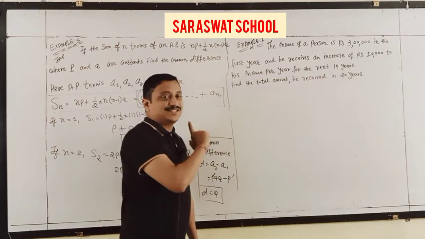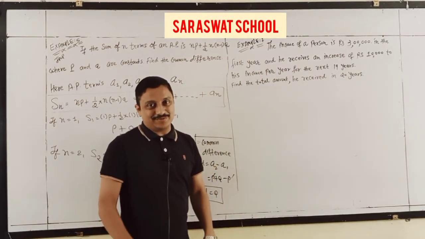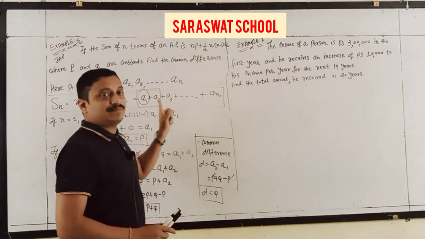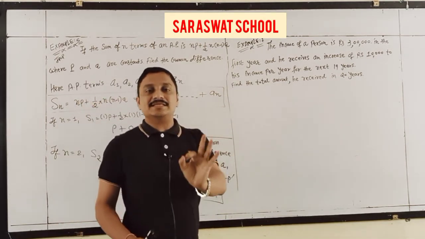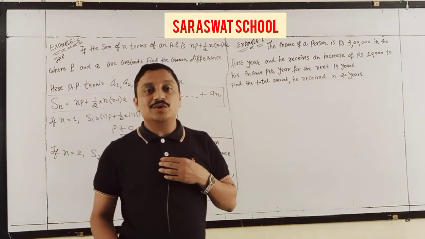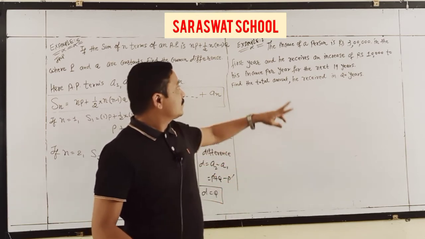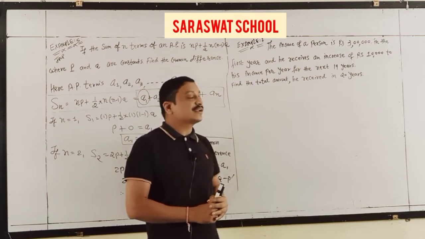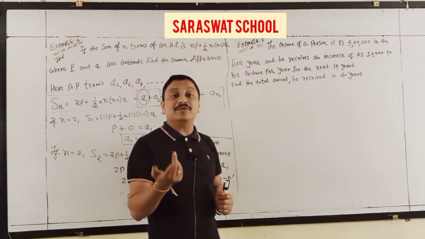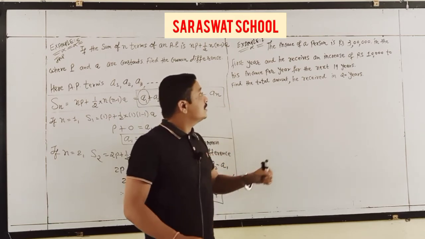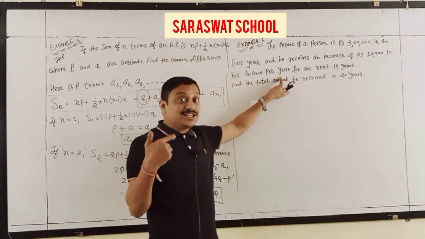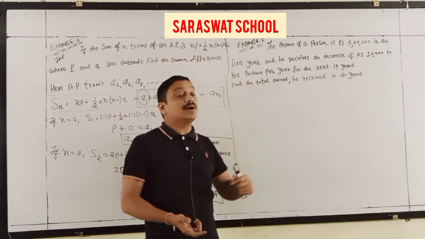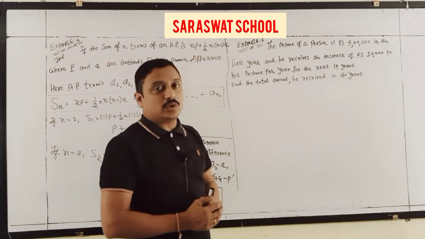Now continue, students. After that we are going to the 7th one. Students, I again repeat to you, after 5th we go to 7th; 6 is cancelled according to our syllabus, so I will not explain that. Question 7: The income of a person is rupees 3 lakhs in the first year, and he receives an increase of 10,000 per year. So in the next 19 years of increase, what is the total amount he received in 20 years?